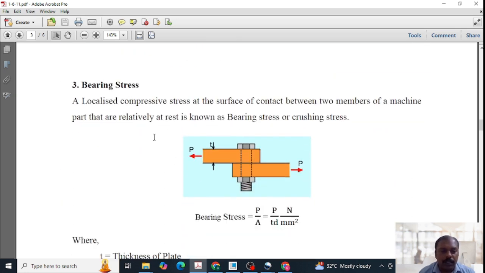And one more stress is called bearing stress. A localized compressive stress at the surface of contact between two members of a machine part that are relatively at rest is known as bearing stress or crushing stress. So this is acting on the bolts. Mathematically, bearing stress is equal to load by area, and area is the thickness of the plate times the diameter of the bolt. So you can find the bearing stress.